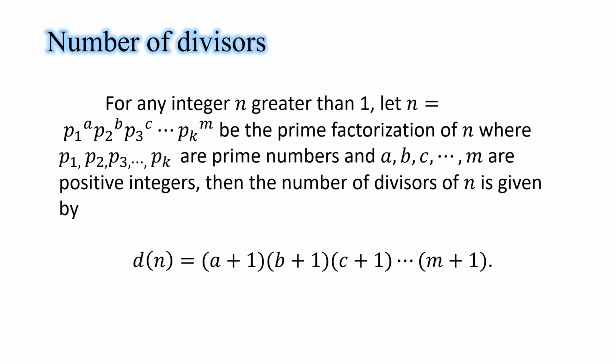where p sub 1, p sub 2, p sub 3 until p sub k are prime numbers, and a, b, c until m are positive integers, then the number of divisors of n can be found using the formula d of n, that is divisors of n, is equal to a plus 1 times b plus 1 times c plus 1, and the pattern continues until m plus 1. That is the product of 1 more than the exponent of all the prime factors of n.